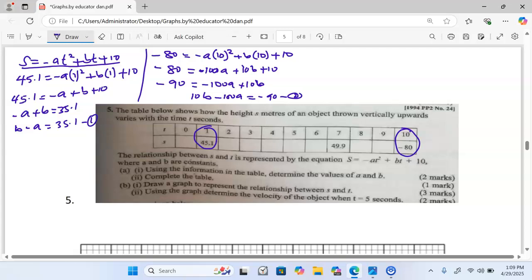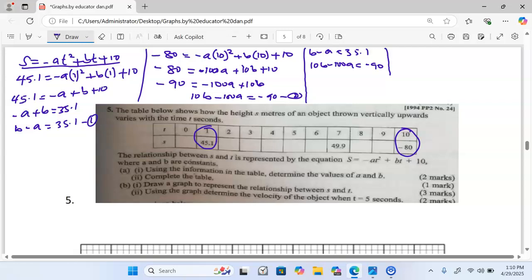From there now, we have the two equations which we are going to use elimination to work out. First one is b minus a is equal to 35.1, and of course 10b minus 100a is going to be equal to negative 90.